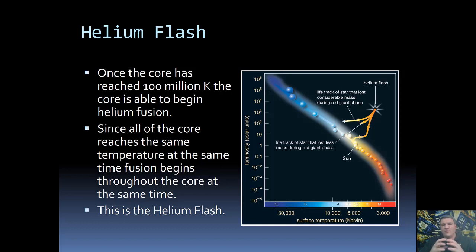Now, because of the way that electron degenerate matter behaves, everywhere throughout the core is going to reach the same temperature at the exact same time, meaning that the entire core will suddenly begin helium fusion in the same instant. This moment where it suddenly begins helium fusion everywhere throughout the star, this is what we refer to as the helium flash. On the HR diagram, it's right up here at the very top of the red giant branch. So we have our red giant stars, and then right up here we have the helium flash.